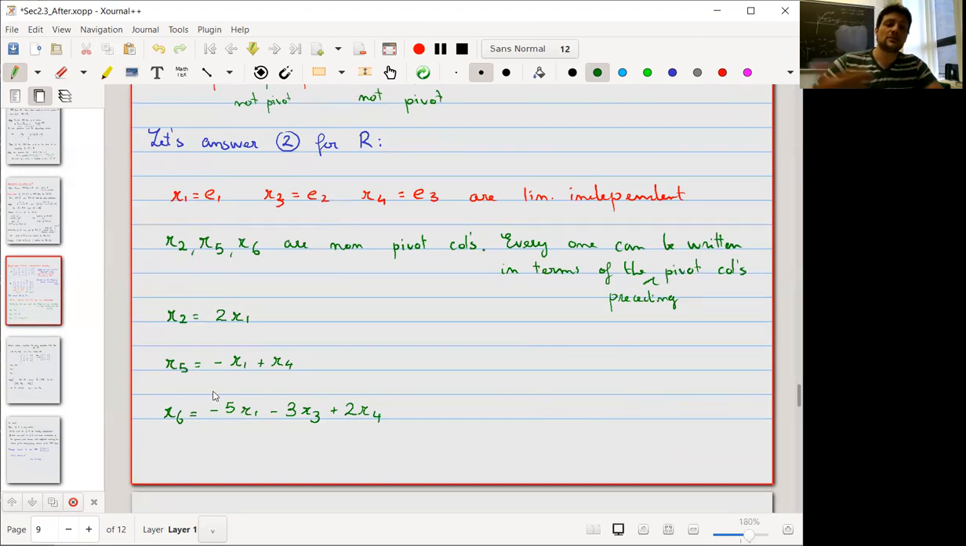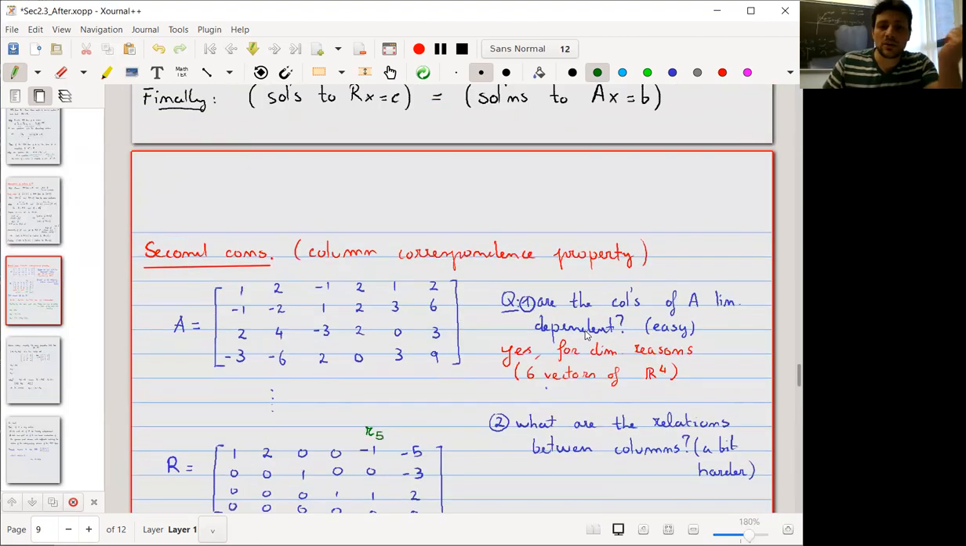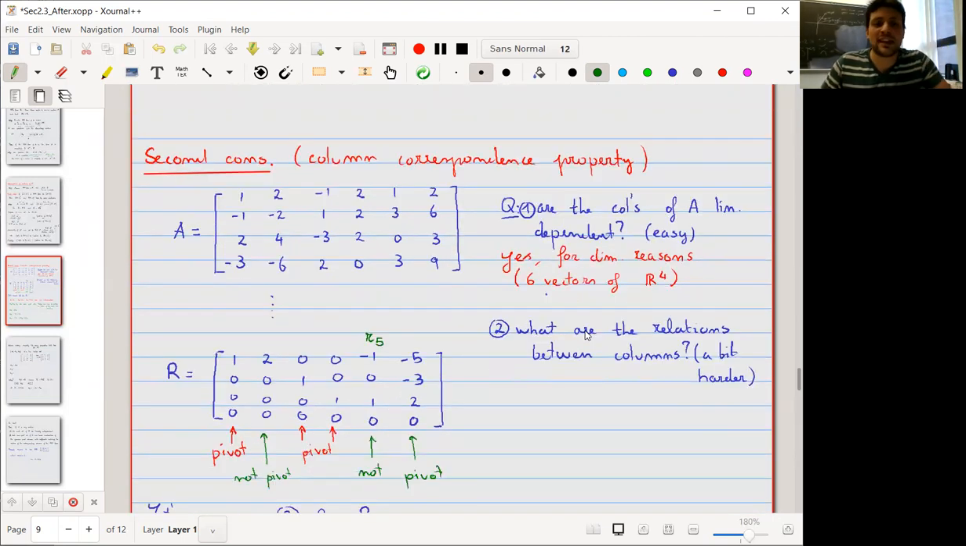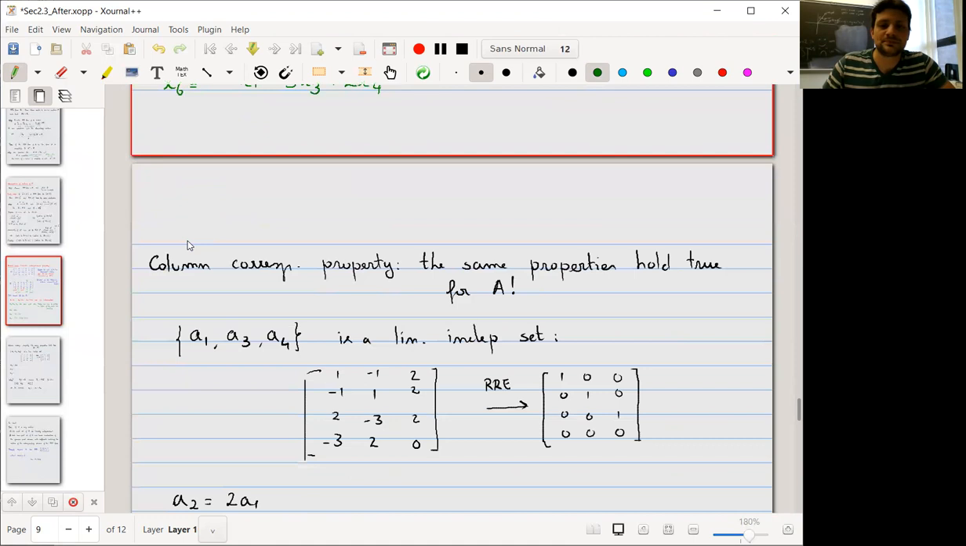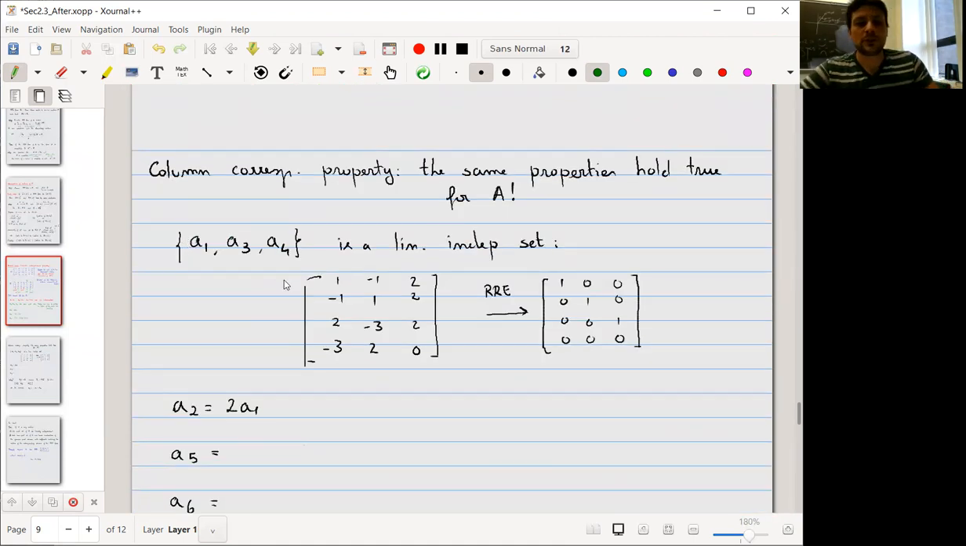So we have linearly independent columns and relations between the linearly dependent ones. What the column correspondence property tells us is that the same relations hold for matrix A. Let's have a look at it. First of all, the column correspondence property tells us that the columns A1, A3, and A4 in A are linearly independent. Remember, these are the columns that correspond to columns R1, R3, and R4 in R.